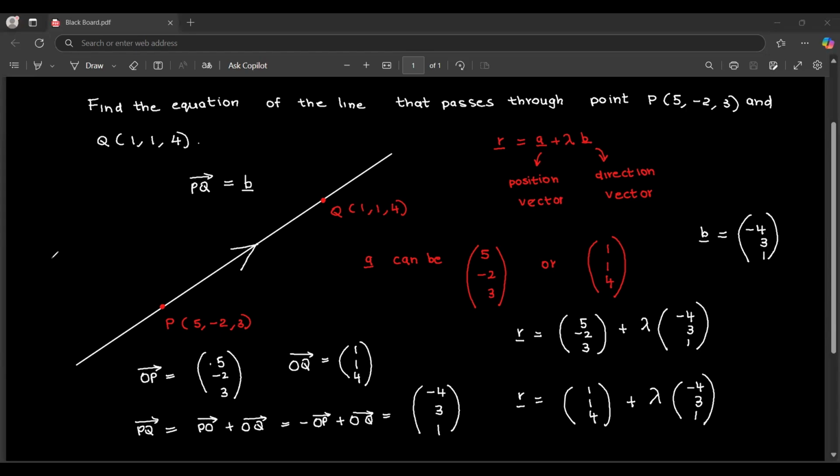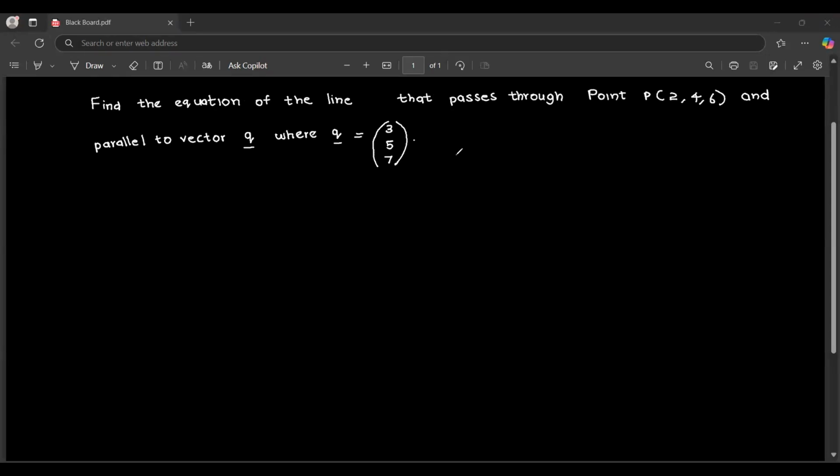Now let's look at another question. What does this question say? In this question, they have made it really easy. They have given that we need a line that is parallel to vector q, and they have given q. So they are mentioning the direction vector here. If we are writing r = a + λb, we already know b will be equal to q in this case.